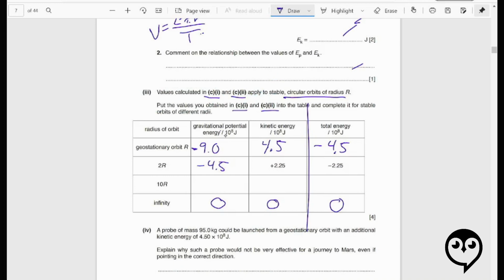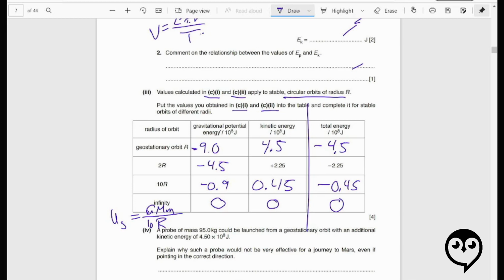Well, let's see. Gravitational potential energy is GM over r. So if we were at 10r, it'd be 10 times smaller. So would you agree 0.9? I think it stands to reason from the rest of our pattern here that the total energy would be 0.45 and the kinetic energy would also be 0.45. I'm going to subtract that from here to get the negative 0.9.